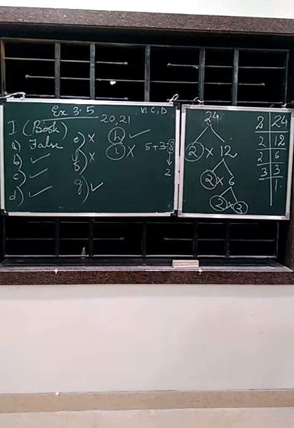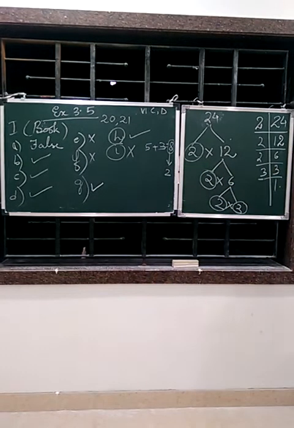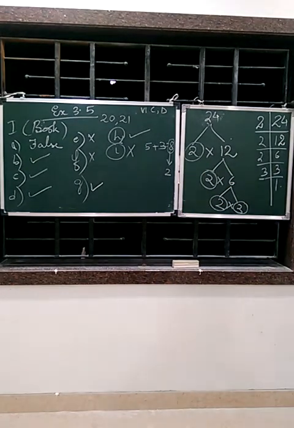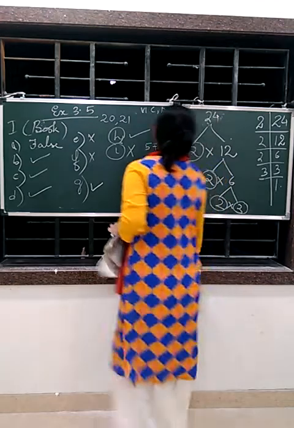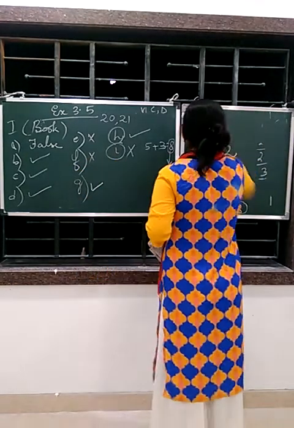Then question number 2 also we will do in the book. Question number 2 also in the book. Please listen to me properly. Where is my duster? Question number 2 also in the book, because there is place.